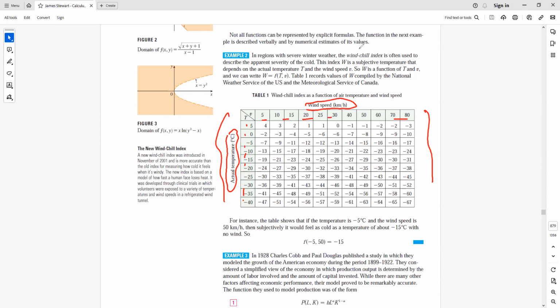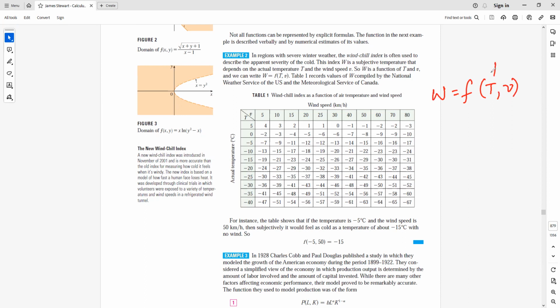So now what the problem says is that in regions with severe winter weather, the wind chill index is often used to describe the apparent severity of the cold. This index W is a subjective temperature that depends on the actual temperature T and the wind speed V. So we have a wind chill index that is a function of temperature and wind speed, right? So we can see here that we have two independent variables. One is temperature and the other is wind speed, right?